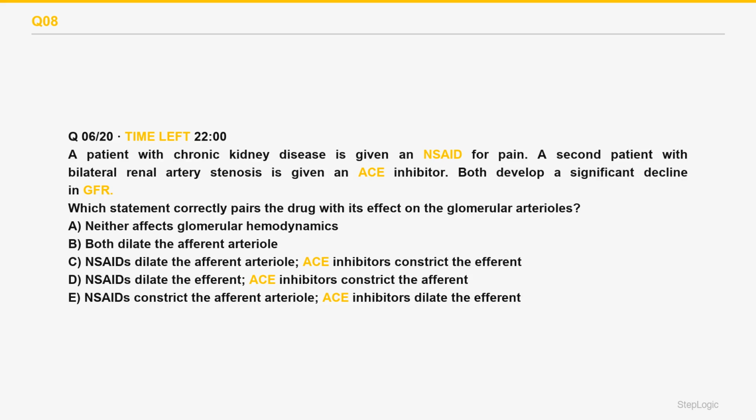Which statement correctly pairs a drug with its effect on the glomerular arterioles? A patient with chronic kidney disease is given an NSAID for pain. A second patient with bilateral renal artery stenosis is given an ACE inhibitor. Both develop a significant decline in GFR. Read the command: pair each drug with its arteriolar effect. NSAID constricts the afferent, losing prostaglandin dilation. ACE inhibitor dilates the efferent, losing angiotensin II constriction. Both can drop GFR.